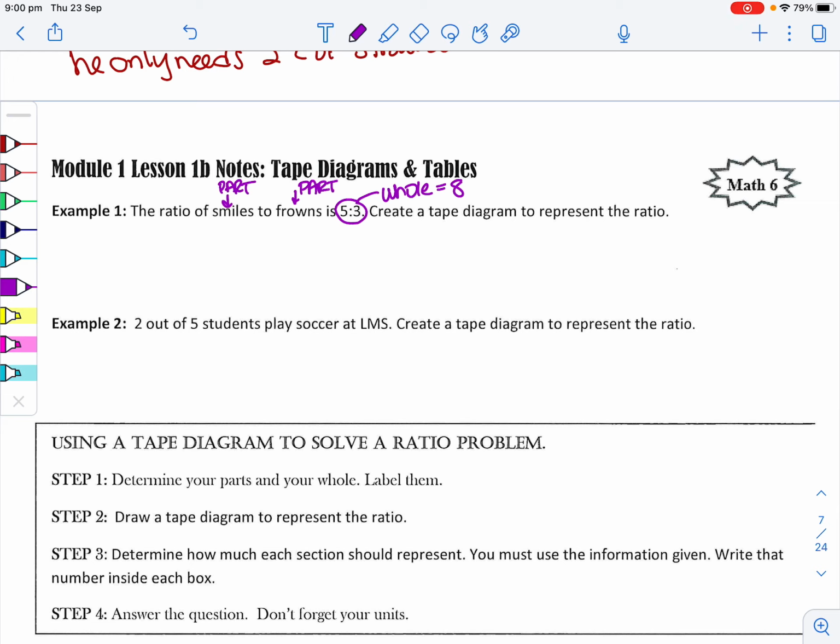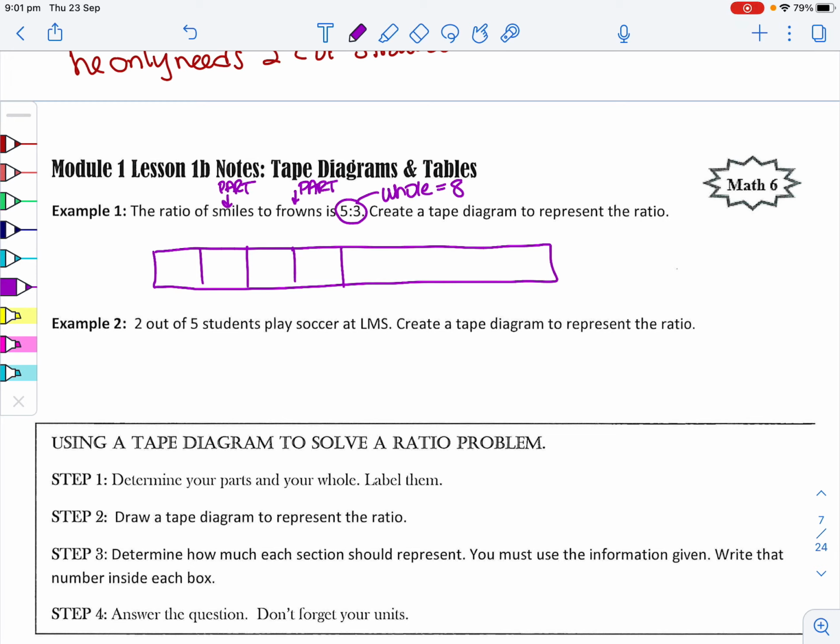Now in a part-to-part relationship, you want to make sure that you represent both parts in your tape diagram. A tape diagram is basically a long, skinny rectangle cut into pieces. So because my whole is 8 and I have 5 smiles and 3 frowns, I'm going to cut this rectangle into 8 pieces. You want them to look pretty equal, but they may not be perfect, and that's fine. Then I'm going to represent my ratio by drawing a line at the appropriate point.